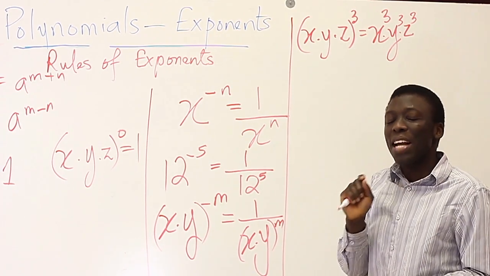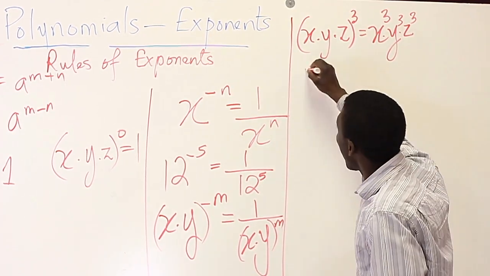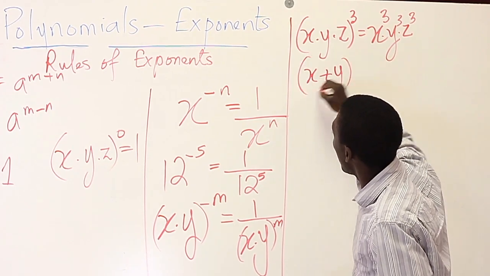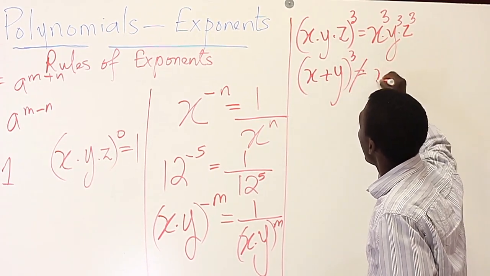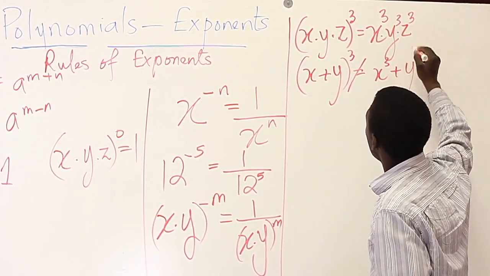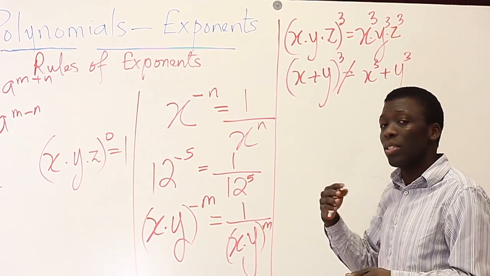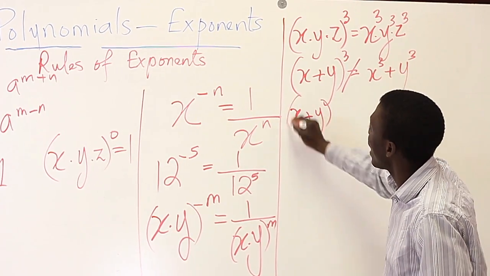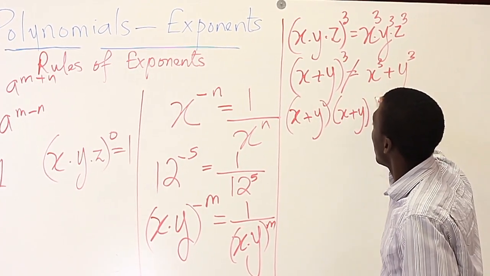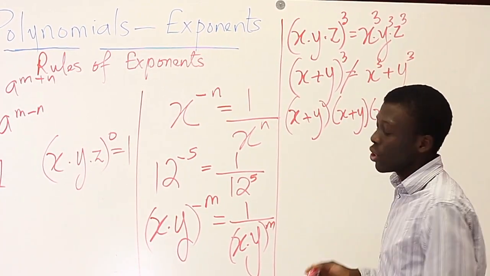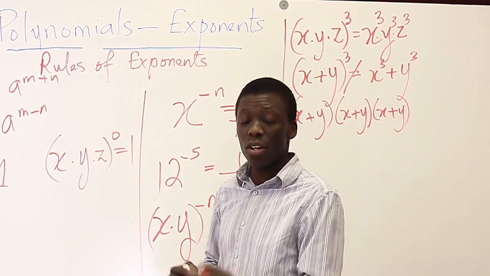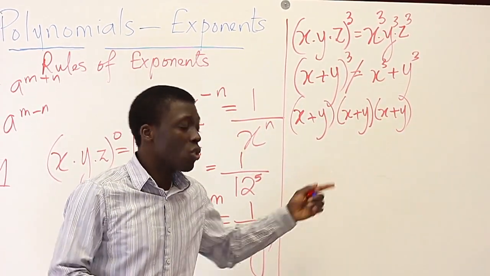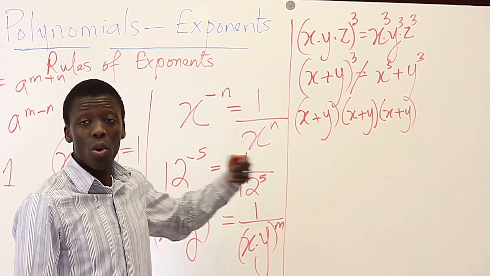You see? But that doesn't work when you're adding. So if you're adding, x plus y to the 3rd power, you would not say x cubed plus y cubed. Or if it was to the 2nd power, you wouldn't say x squared plus y squared. What you would have to do is write x plus y, and x plus y. And of course, we know that we can use Pascal's triangle to solve things like that, to find the coefficients and so on.